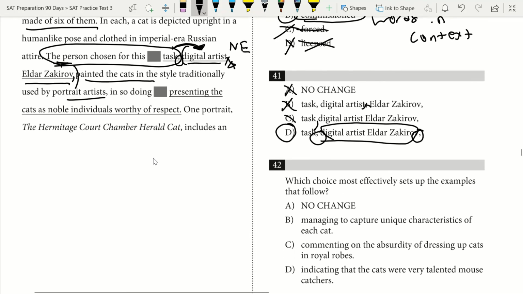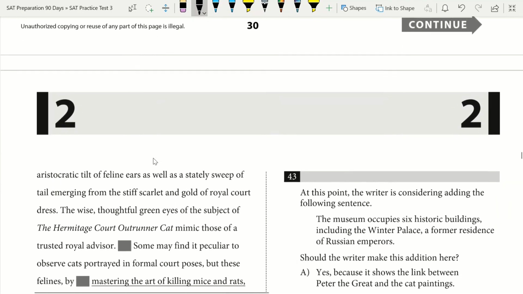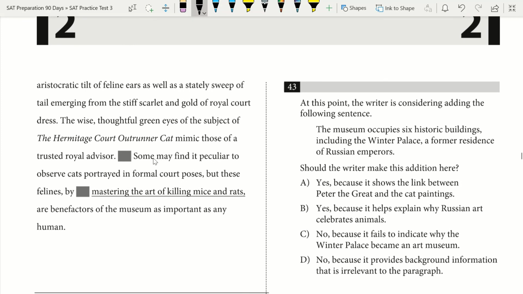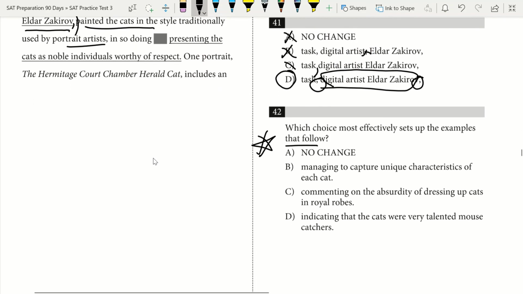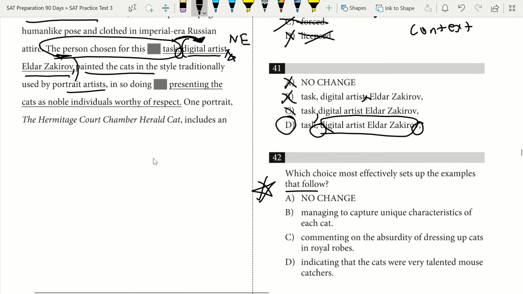All right. In the style traditionally used by portrait artists, in so doing, we have presenting the cats as noble, worthy of respect. We're asked which choice sets up the examples that follow. We need to know the examples that follow before we can say that. So one portrait, the Hermitage Court Chamber Herald cat, includes an aristocratic tilt of feline ears as well as a stately sweep of tail emerging from the stiff scarlet and gold of royal court dress. The wise, thoughtful green eyes of the subject of the Hermitage Court outrunner cat mimic those of a trusted royal advisor. All right, what I'm noticing there is that we're really talking about nobility and royalty. So I'm going to look for an answer choice that's talking about that for setting up those examples.